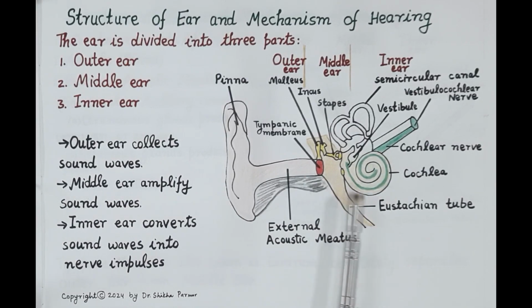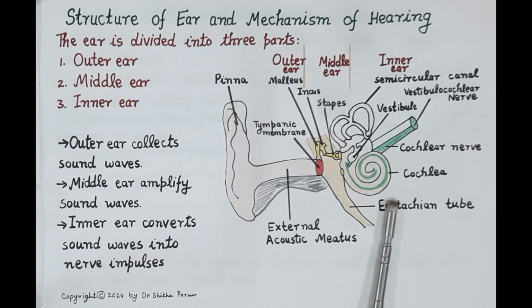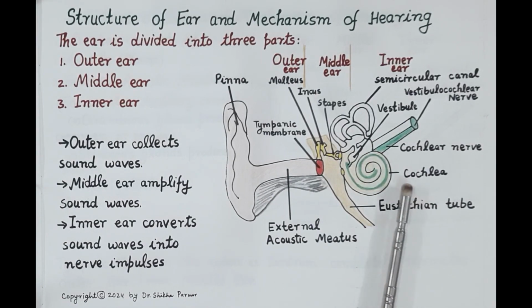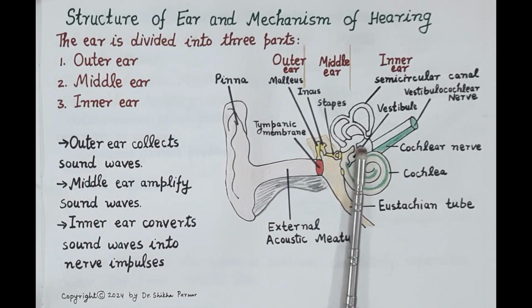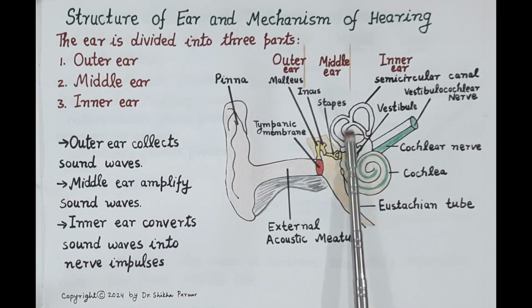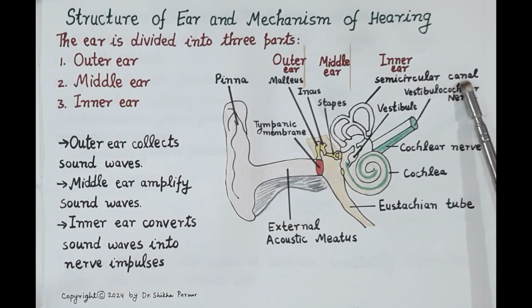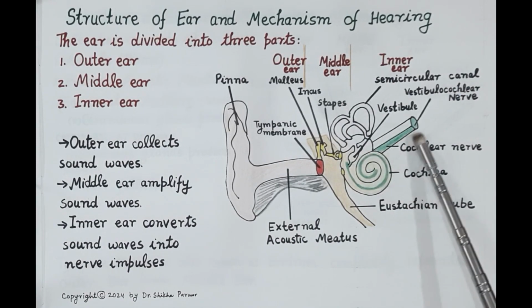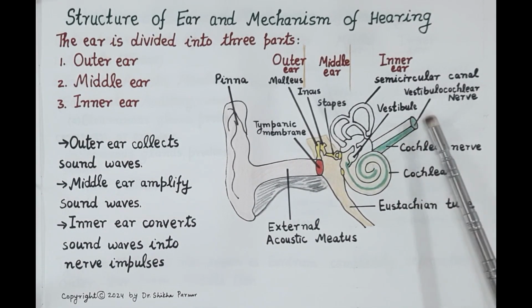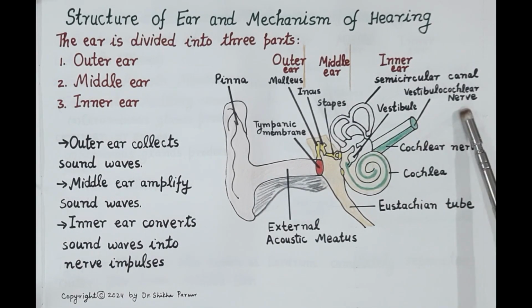Now middle ear is followed by the inner ear. Inner ear consists of this snail shaped structure known as cochlea. Then inner ear also consists of the vestibule. So this structure is a vestibule, and three, 1, 2 and 3, semicircular canals. Now the cochlear nerve emerges from the cochlea and it joins the vestibular nerve to form the vestibulocochlear nerve, that is the 8th cranial nerve. So this is the basic structure of the ear.